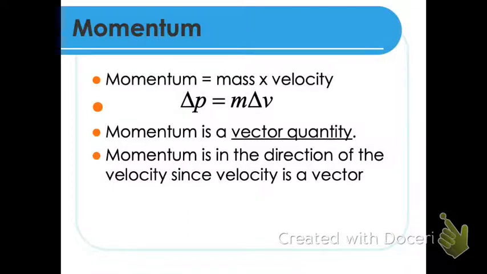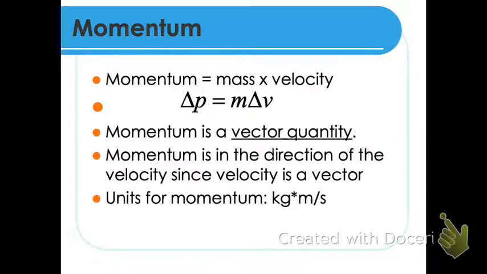Units for momentum are kilograms times meters per second. It's just literally the dimensional analysis from this equation. If we took 10 kilograms times 10 meters per second, our momentum would be 100 kilogram meters per second. That's just taking the units. So there's not a fancy shortened unit for this like we did with joules and newtons. It's just that.